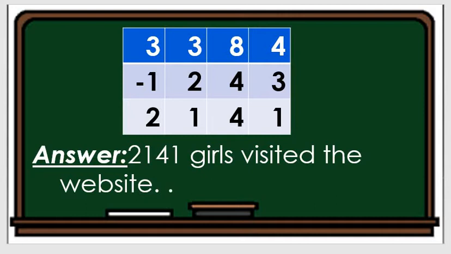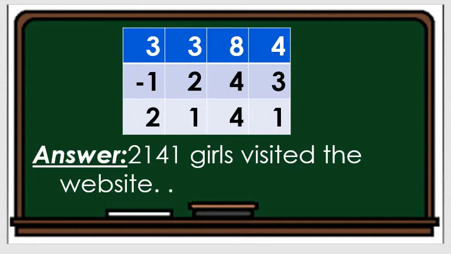So we remove the boy strength from the total strength of children. 3384 minus the boy strength 1243. Okay, so let's check: 4 minus 3, how many? 1. Then 8 minus 4 is 4. Then 3 minus 2, how many? 1. Then 3 minus 1, how many? 2. Got my point, all students?